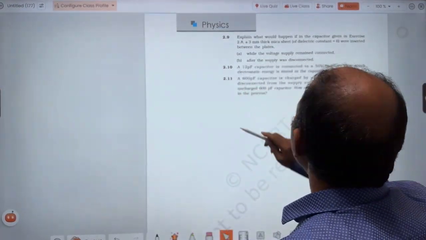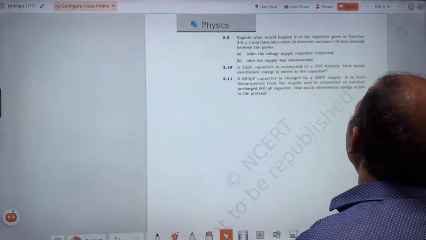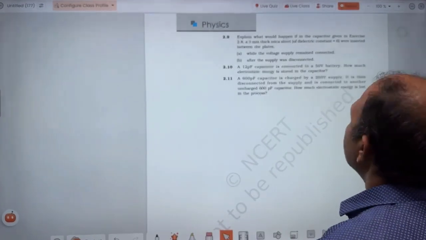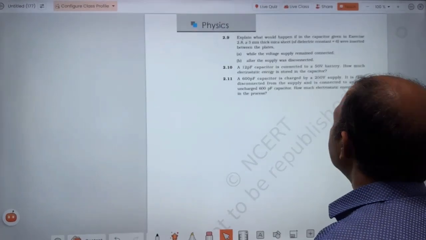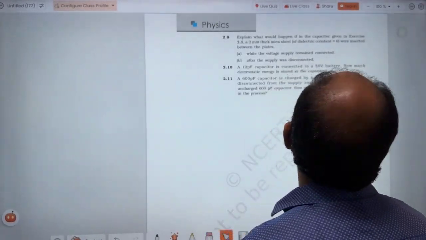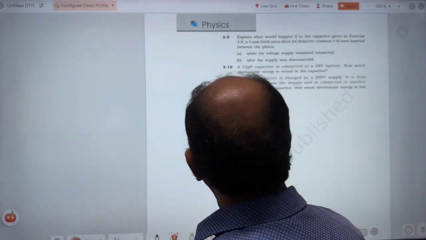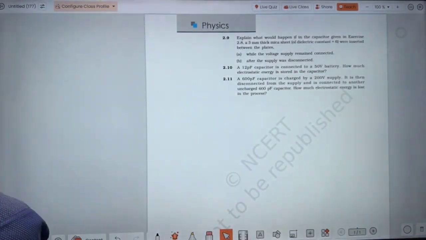So you are given, suppose, capacitors C1 and C2, with voltages say V1 and V2. Then the common voltage will be C1 V1 plus C2 V2 divided by C1 plus C2.